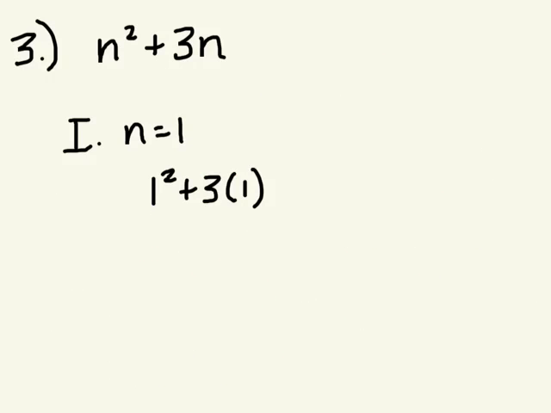This is number 3 from the mathematical induction practice quiz. We are proving that n squared plus 3n is divisible by 2 for all positive integers n. So I've set up the first case. I have n equals 1. So that's n squared plus 3 times 1. I'm sorry, 1 squared plus 3 times 1, which is 1 plus 3, which is 4. Since 4 is divisible by 2, our n equals 1 case works.